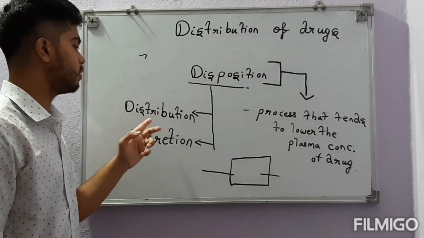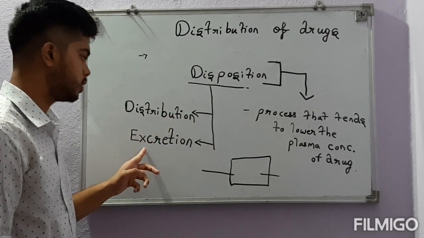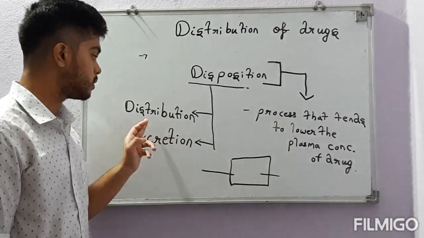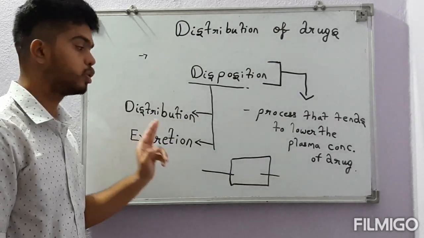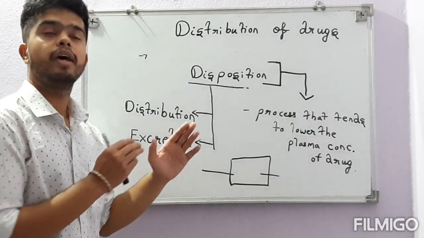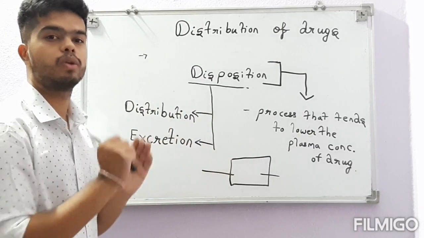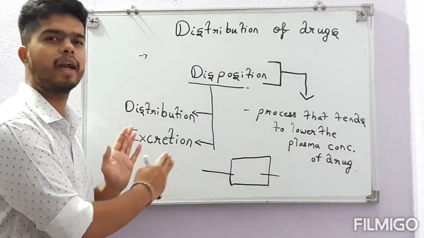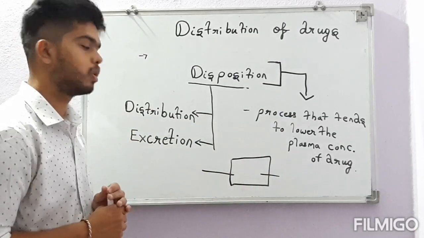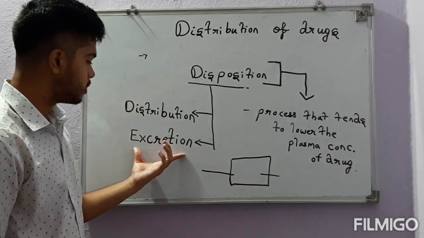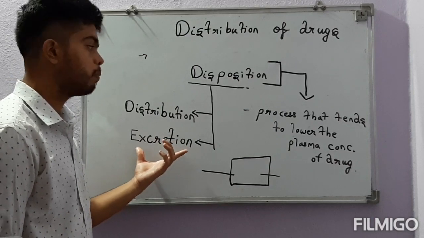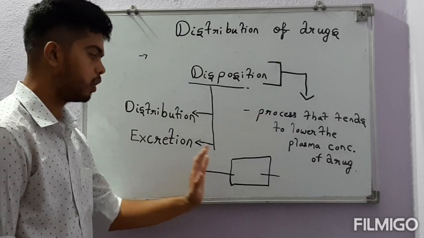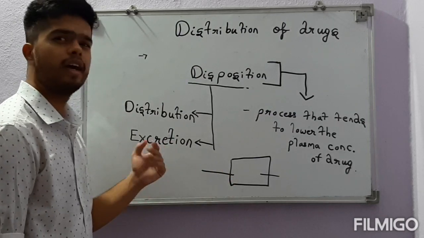Under disposition we have two terms: distribution and excretion. Distribution is a reversible transfer between the body compartments, your blood and the extravascular system. Excretion is an eliminatory process only, which takes the whole of the component out of the body. So let's see in our further videos.